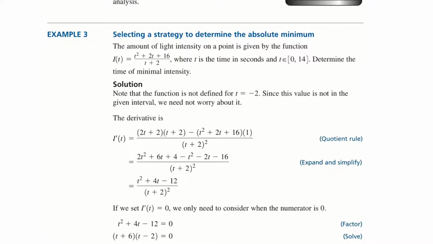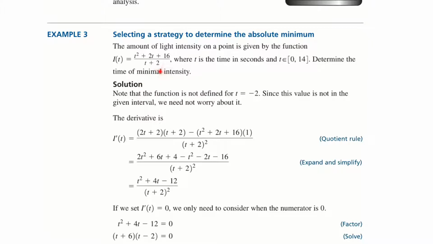Next example, example 3. The amount of light intensity on a point is given by this function, f of t equals (t^2 plus 2t plus 16) over (t plus 2), where t is time in seconds and it is greater or equal than 0 and smaller or equal than 14. Determine the time of minimal intensity.